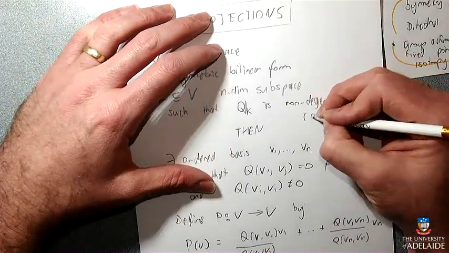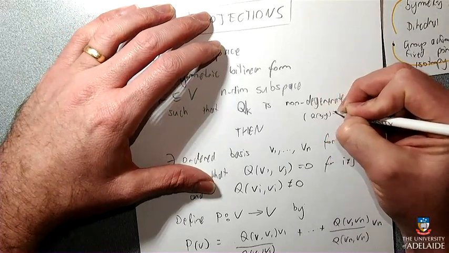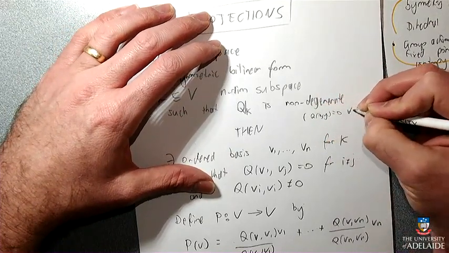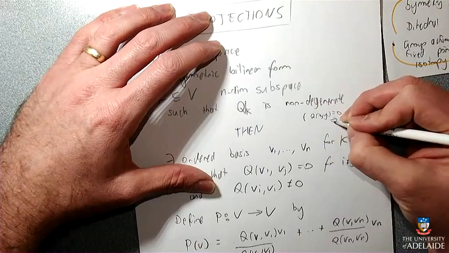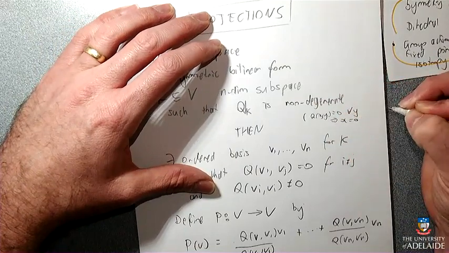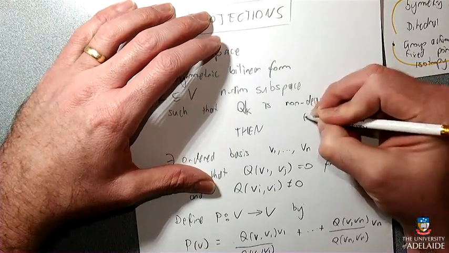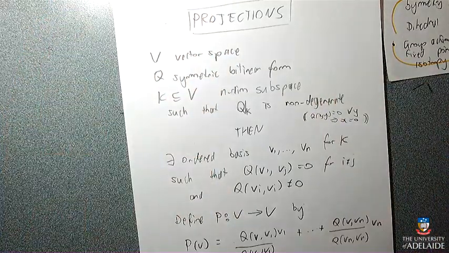So this is saying if Q of x, y is 0 for all y, then that implies that x is 0. That's what it means to be non-degenerate. Okay. So that means that to be degenerate, there has to be an x that has a dot product of 0 with everything else, even though that x isn't 0 itself. Okay. Good. Just making sure.